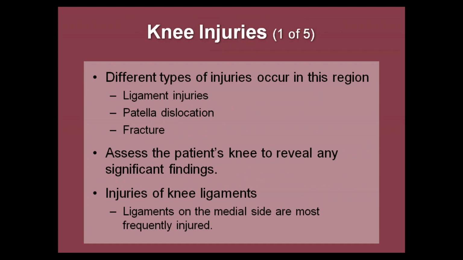So knee injuries, different types of injuries occur in this region. You could have ligament injuries, patella dislocation, or even a fracture. You need to make sure you do a good assessment of the knee to reveal any significant findings. Is that knee in line? Or is that patella over onto the side of the leg? And then you're looking at it and be like, well, there's your problem right there.